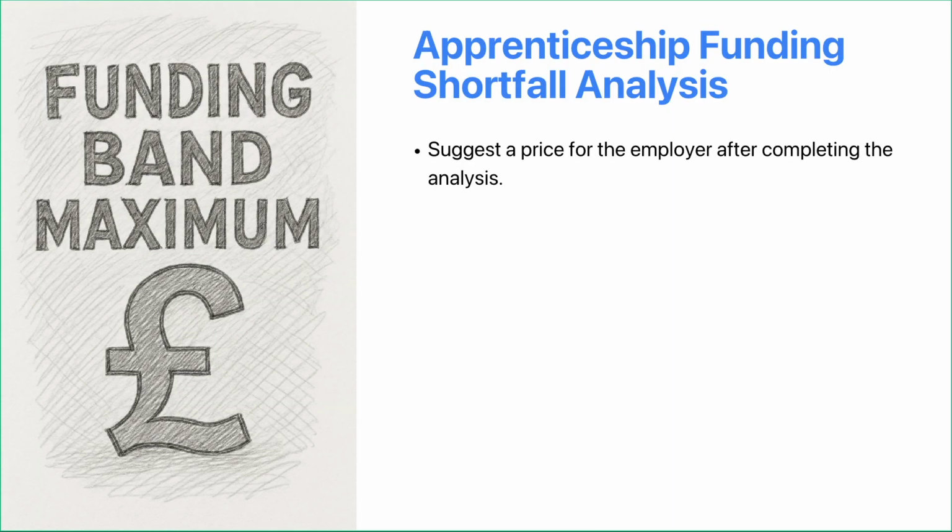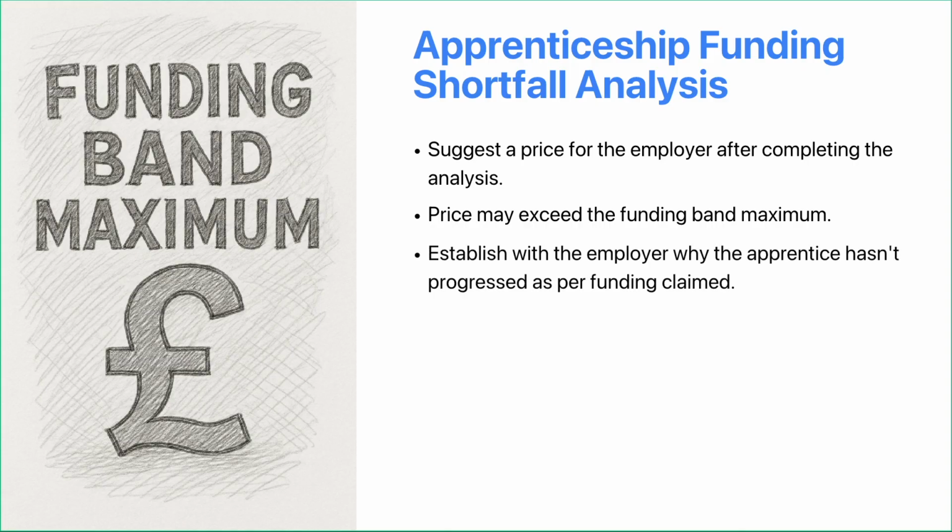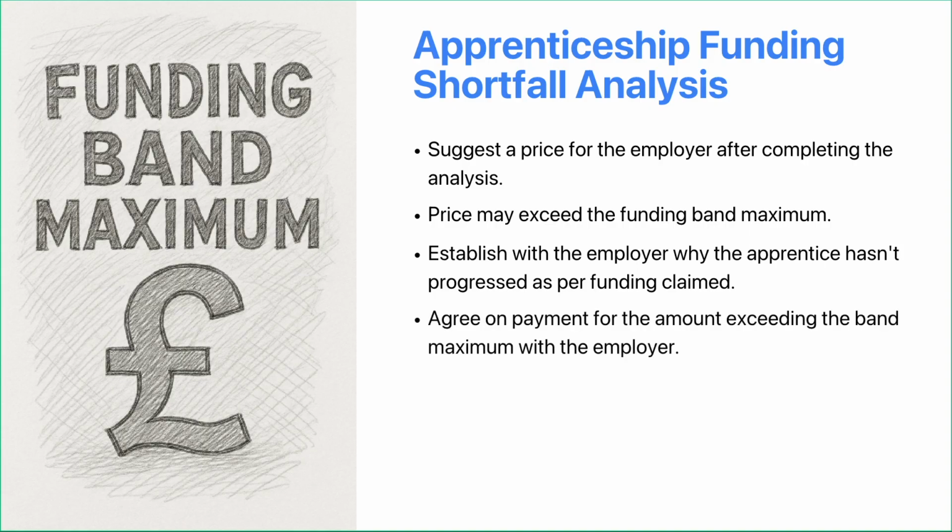Once you've done this analysis, you'll suggest a price for the employer to consider. Sometimes this price might be higher than the amount of funding remaining within the funding band maximum. If you believe additional funding is required and there's insufficient funding available in the band maximum to complete the apprentice's training and assessment, you need to establish with the employer why their apprentice hasn't made sufficient progress compared to the funding claimed to date. You and the employer then need to agree how they'll pay for the required amount above the band maximum.